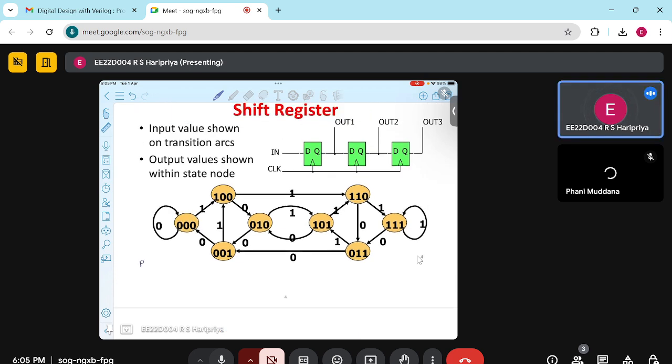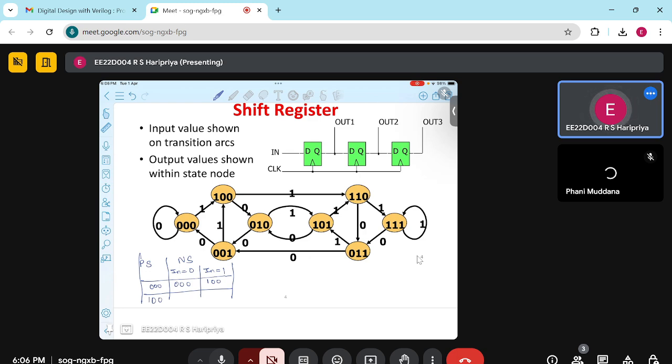So the present state, and the next state based on the input being equal to 0 or the input being equal to 1. The present state is this. For the shift register, if we have 0 as the input, the next state will be this. And if 1 is the input, then this will be there.